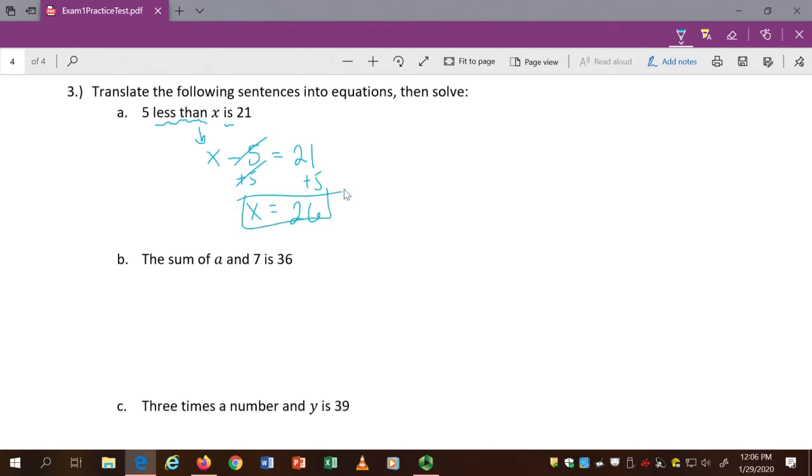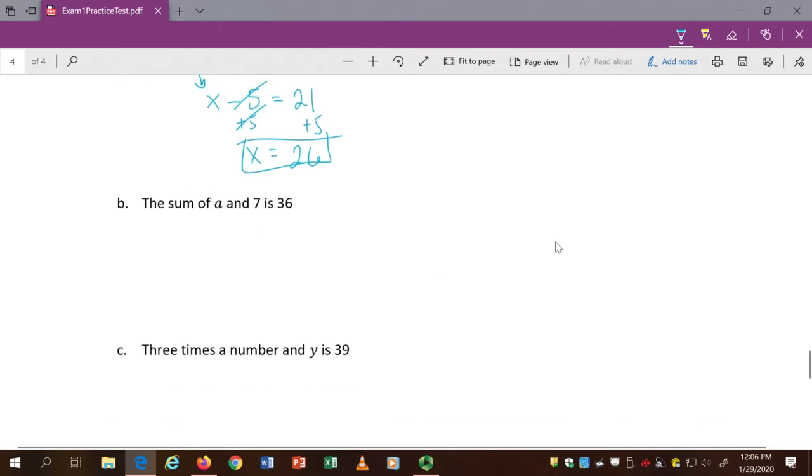So would it be like x always comes first? Yeah, for the sake of this test, probably. You can have equations where the variable comes second. We haven't really dealt with a lot of those. So as a rule of thumb, you could probably assume the variable should come first.